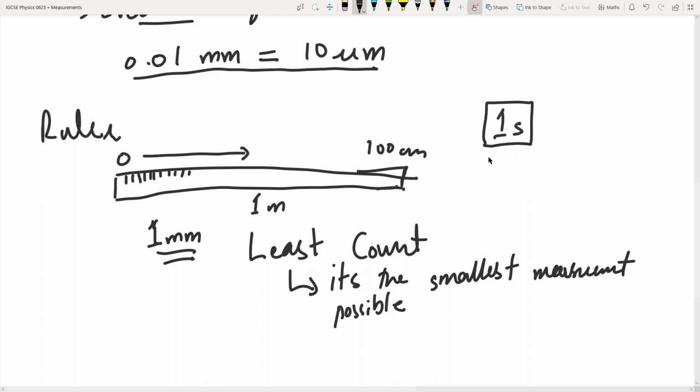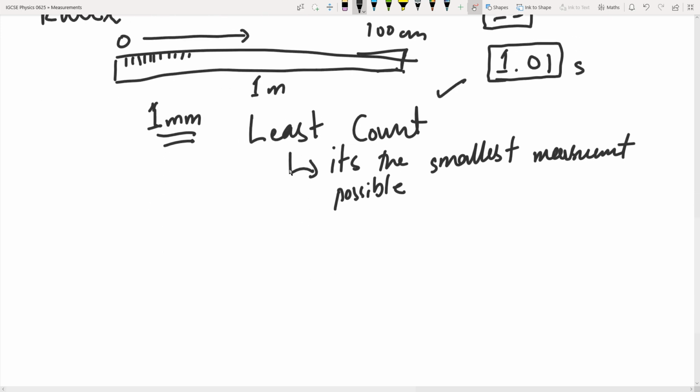When I look at a digital watch, you do know that a digital watch can go beyond that 0/1 of a second. So the least count for a digital watch is actually much more precise than this, right? So this is what we call the least count. I will further work on this in a moment, what least count truly is and how we can calculate the least count of an instrument, right? But for now, let's stick to the ruler.